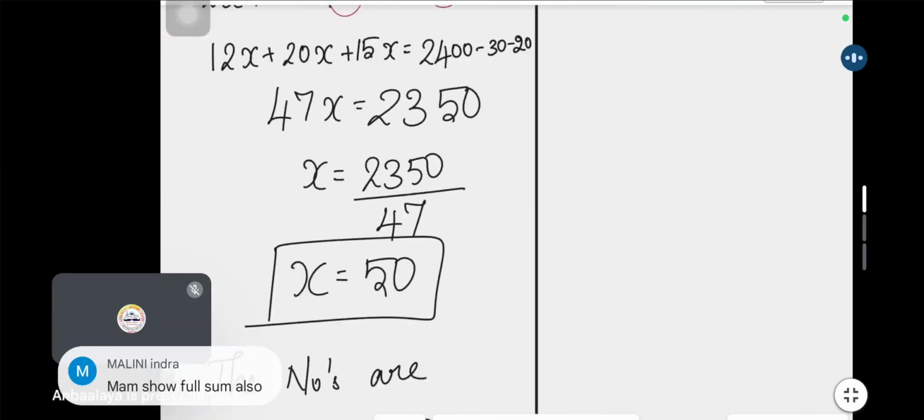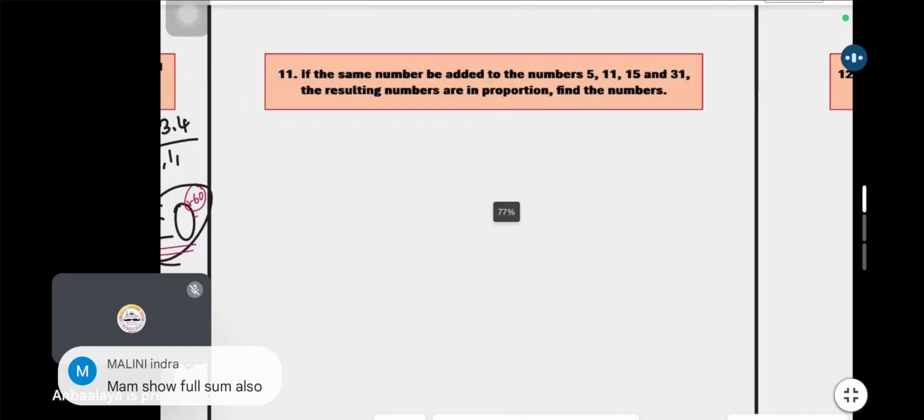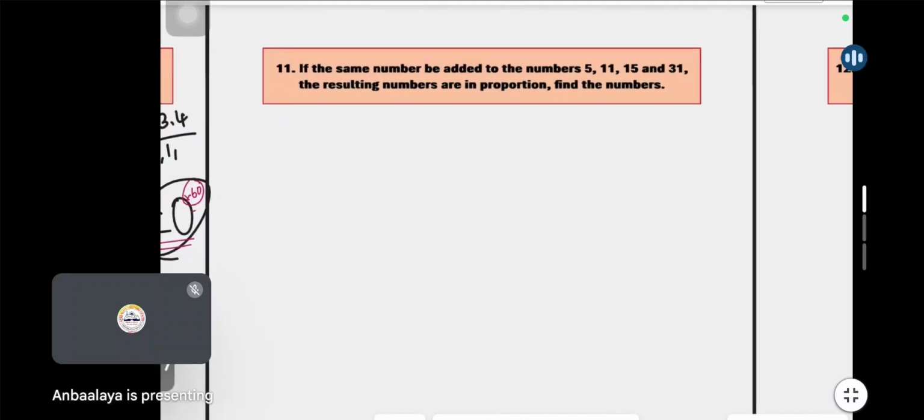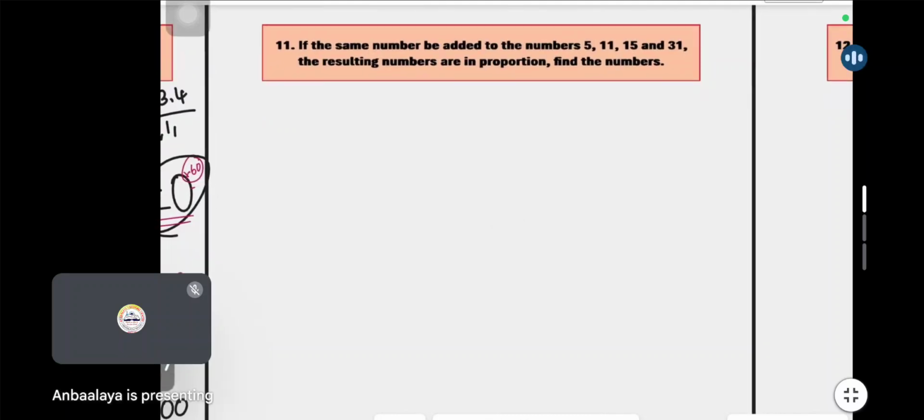Okay, I have seen many thumbs up, so I'm going to the next question. If the same number be added to the numbers 5, 11, 15 and 31, the resulting numbers are in proportion. Find the number. So we are adding the same number to all the other numbers, then the given numbers would be in proportion. Now we need to find what that number is. Whenever we don't know the number, what will we do?